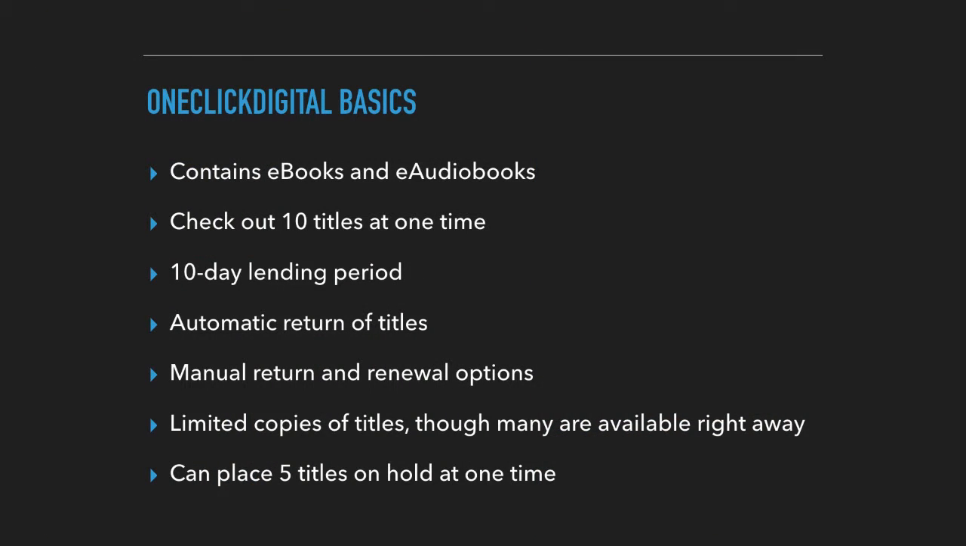Let's review the basics of OneClickDigital. OneClickDigital contains ebooks and e-audiobooks. You can check out 10 titles at one time. There's a 10-day lending period, automatic return of titles, and there's also manual return and renewal options as well. There are limited copies of titles, though many are available right away. You can place 5 titles on hold at one time.